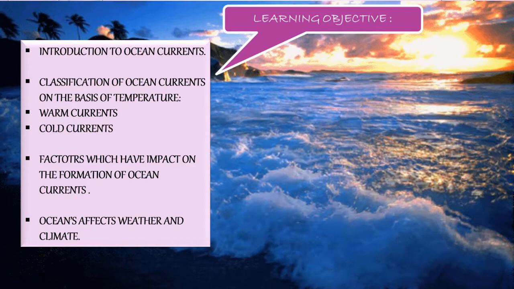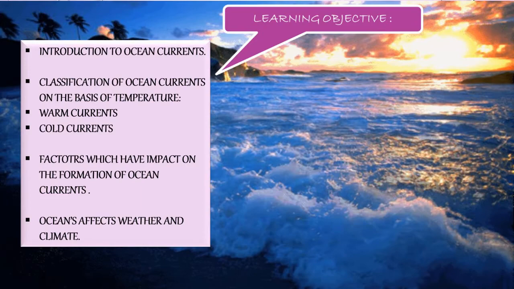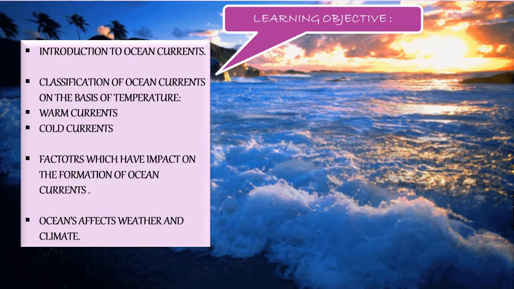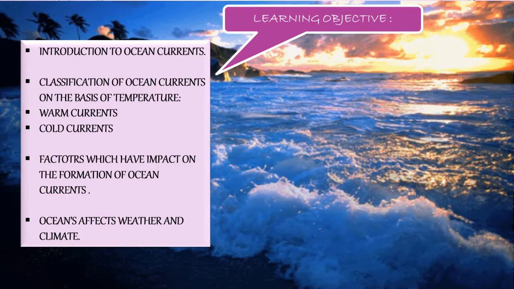Then the factors which have an impact on the formation of ocean currents, that is temperature, earth's rotation, planetary winds, land, salinity, etc. Then how oceans also affect the weather and climate. One way the world's oceans affect weather and climate is by playing an important role in keeping our planet warm.